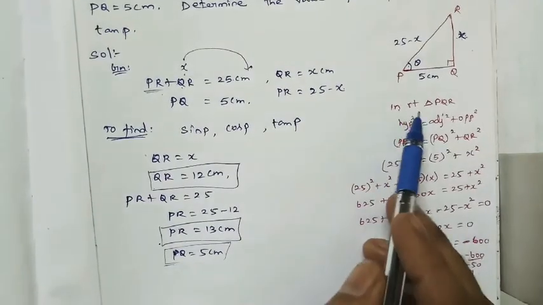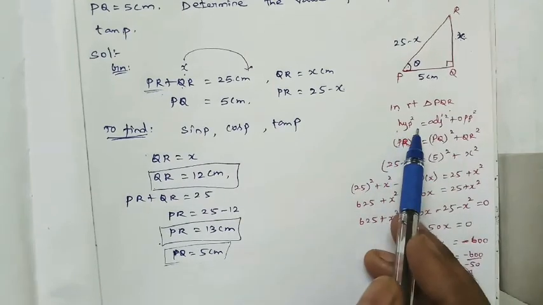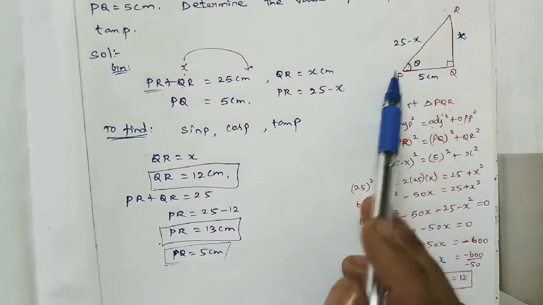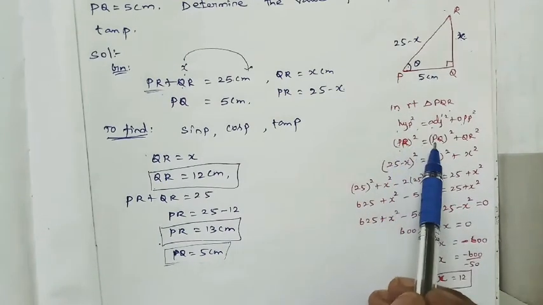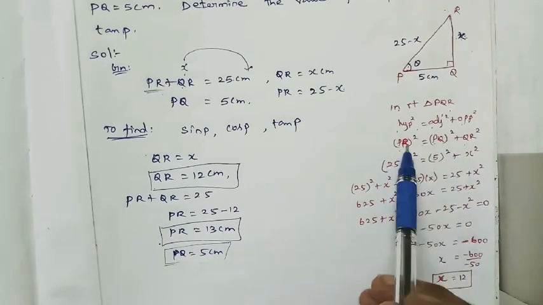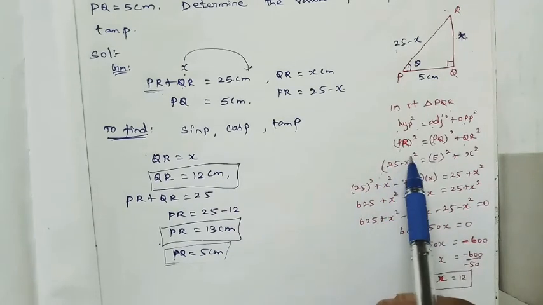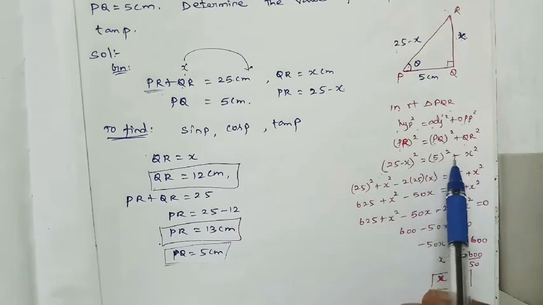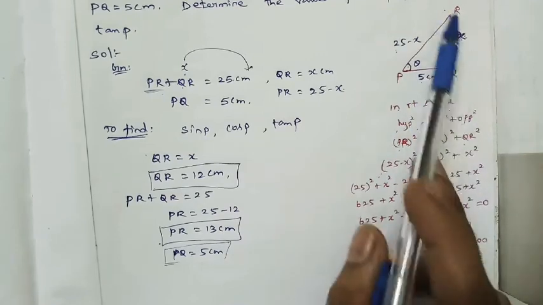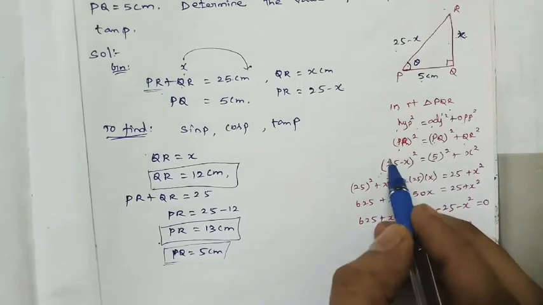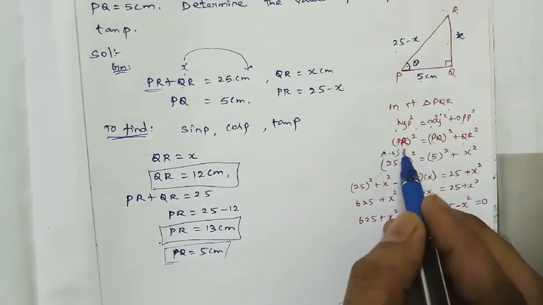So in right triangle PQR, hypotenuse square is equal to adjacent square plus opposite square. What is the hypotenuse? PR. PR square is equal to PQ square plus QR square. PR is 25 minus x, so (25 minus x) the whole square is equal to 5 square plus x square. Just apply the identity for a minus b the whole square.